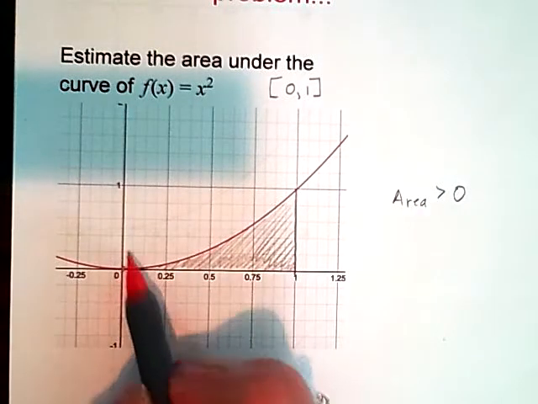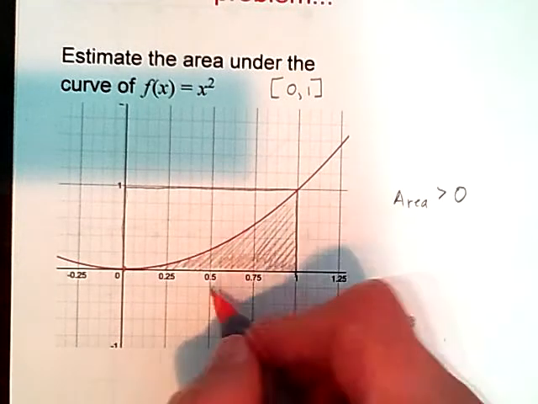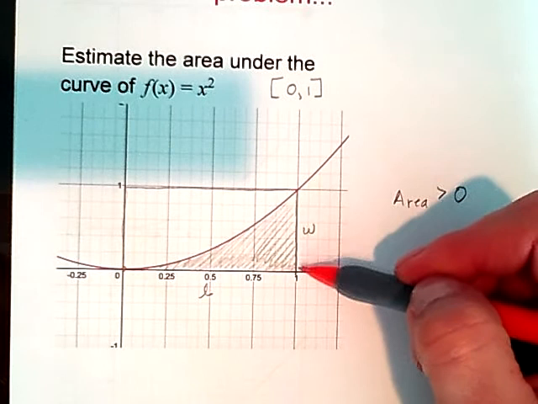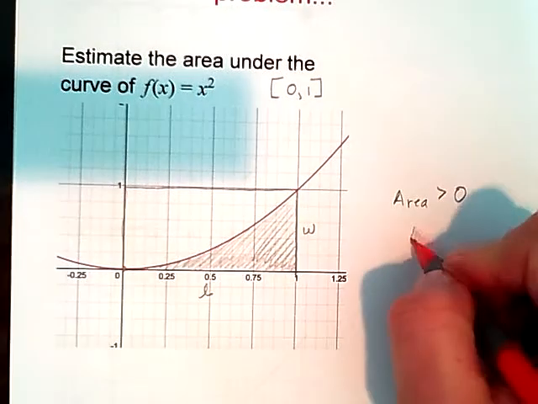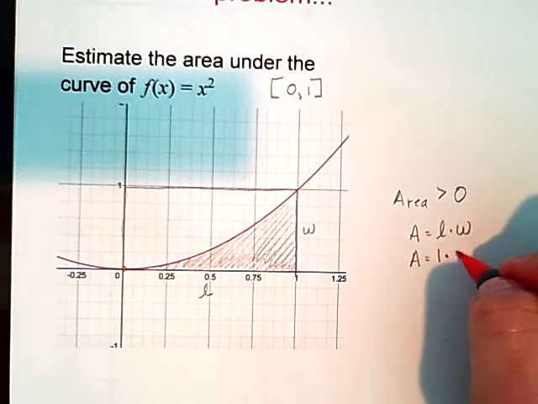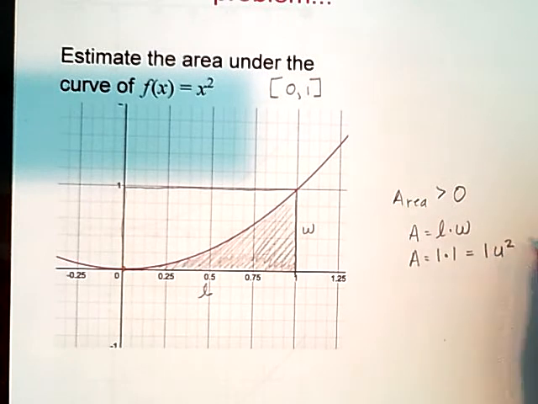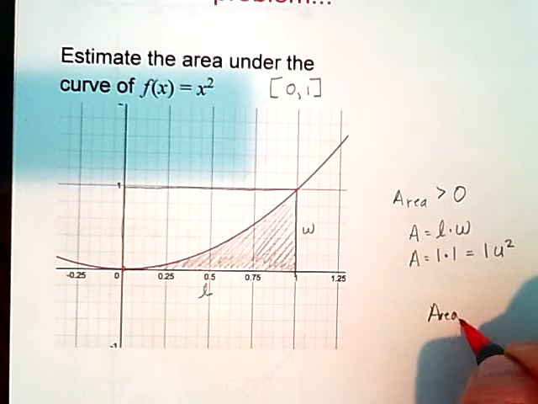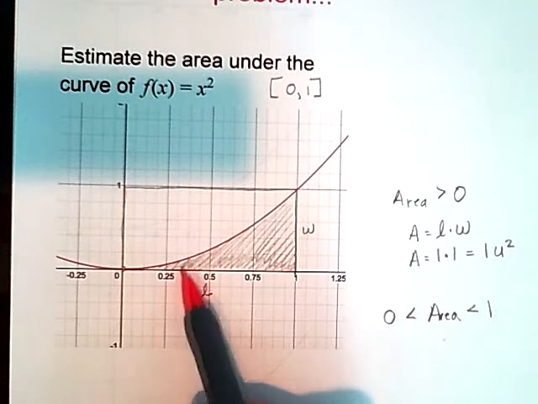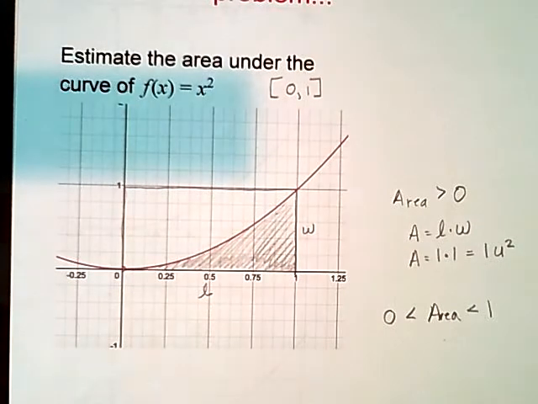Now if I were just going to estimate with one large rectangle, I'd have to find the length and the width of that rectangle. The length and the width each give me a value of 1. So the area, which is equal to length times width, is 1 times 1, about 1 square unit. So I know that the area for this region has to be greater than 0, but it also has to be less than 1, because this area is definitely smaller than the area of one enormous rectangle, or square for that matter.